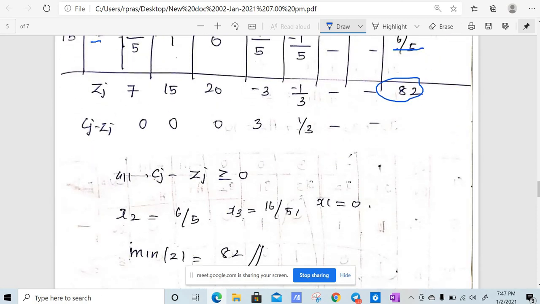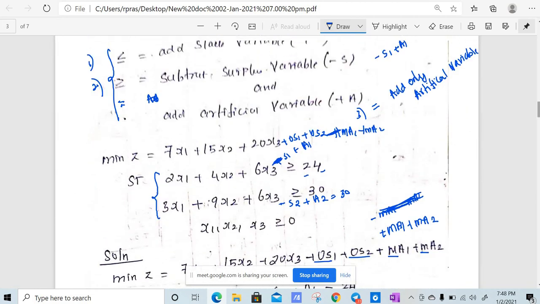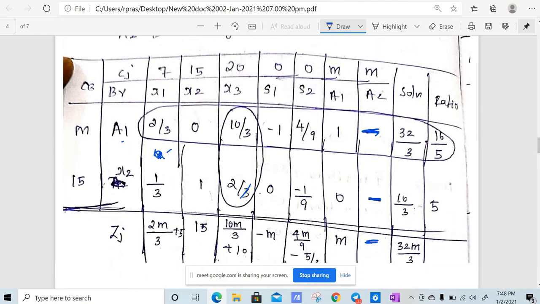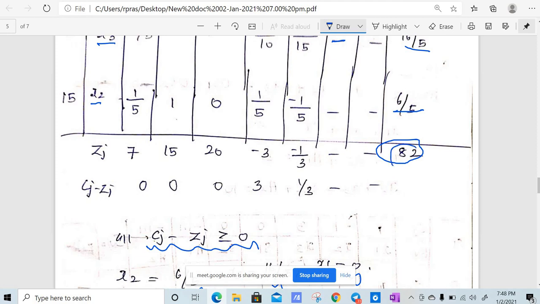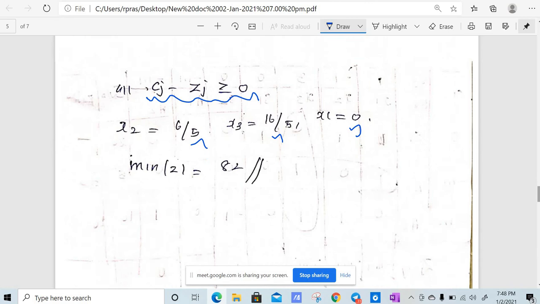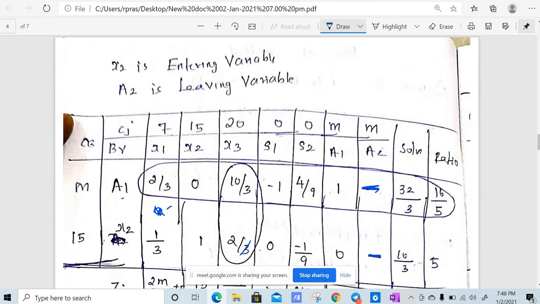So you can see all cj minus zj are greater than or equal to 0. These are the values, and you can check that in the question. If you substitute 6 by 5 and 16 by 5 in the question, you just find the minimum value. You can verify whether you have got this answer or not. Your answer has to be equal to 82, right? After substituting in the objective function, you should have 82 here. Yes, so that's it. So for a minimization problem, you should choose the most negative value in cj minus zj.